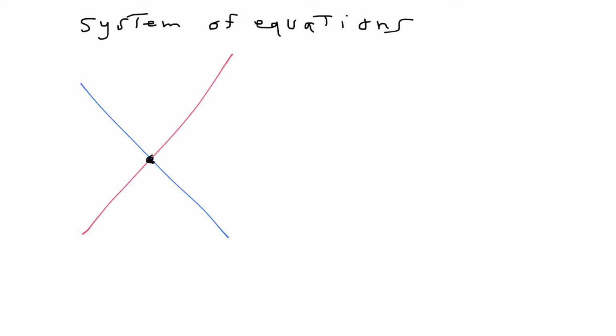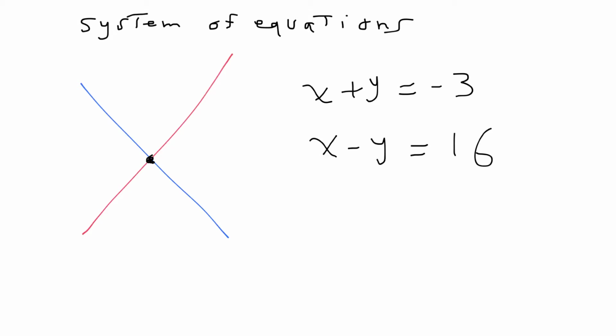Okay, so one way to find this point is to graph. If you graph two equations, then you'll find it. For example, let me just give you an example. If I have this equation here, x plus y equal to minus 3, and then I have another one, x minus y equal to 16. So in this case, if you graph this equation, it will be maybe a line like this, and if you graph this equation, it will be a line like this. And if I want to find the common solution, okay, then I want this point.